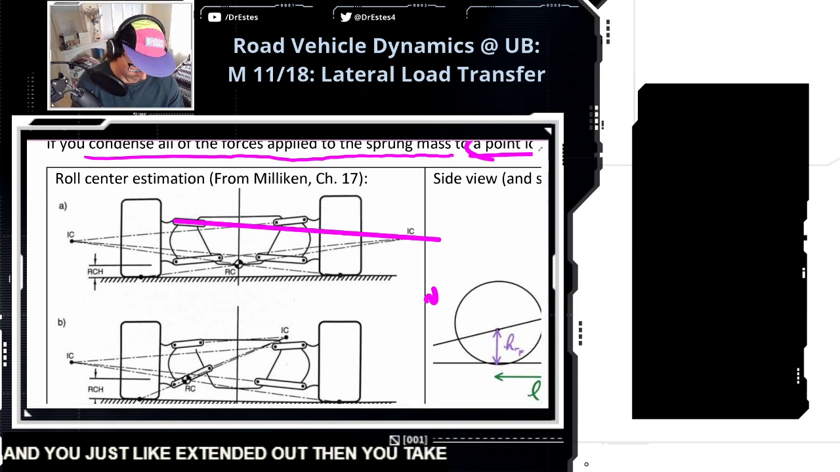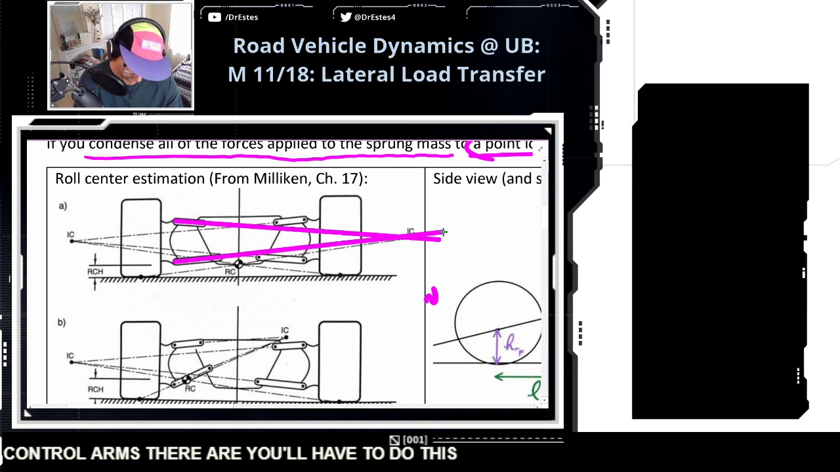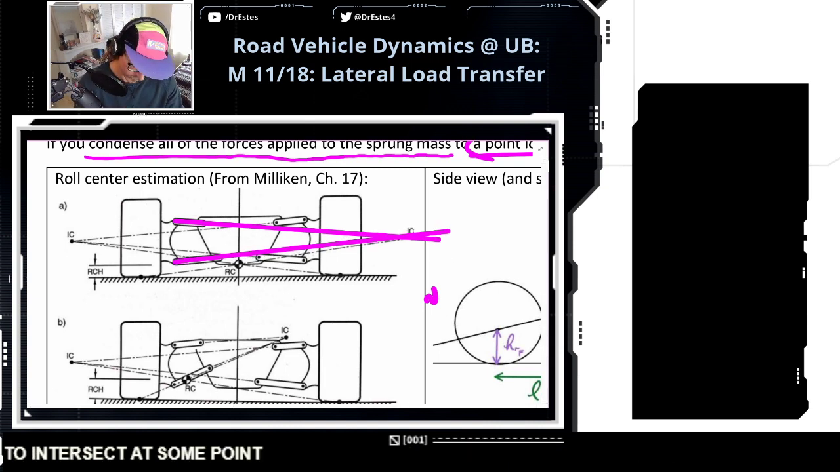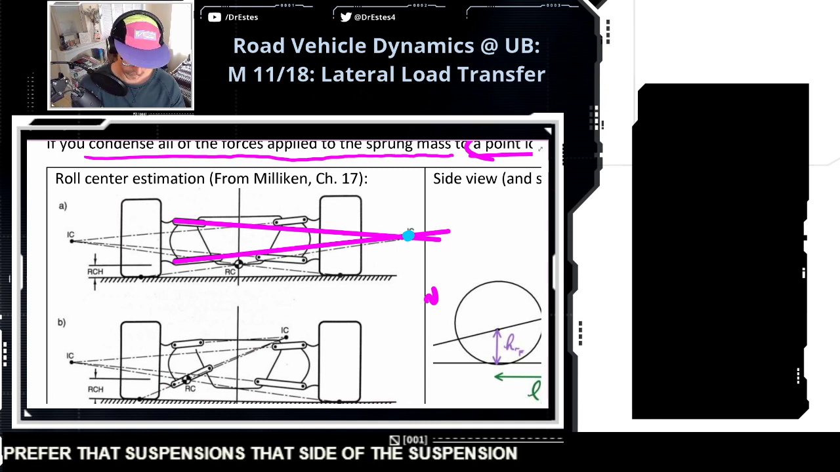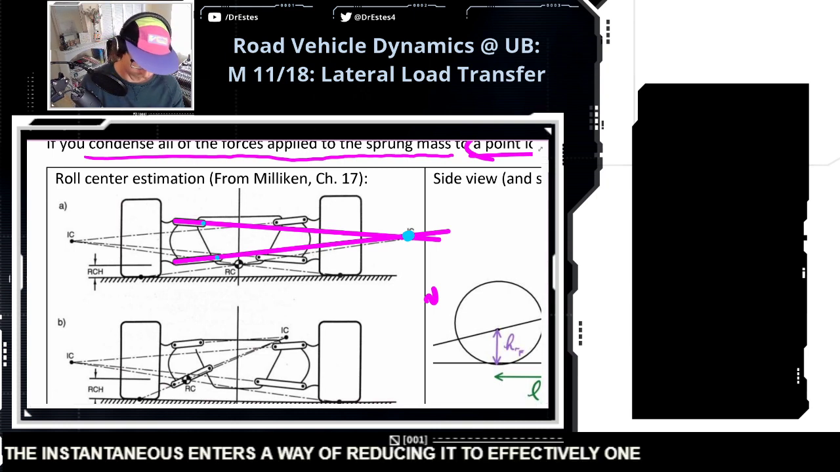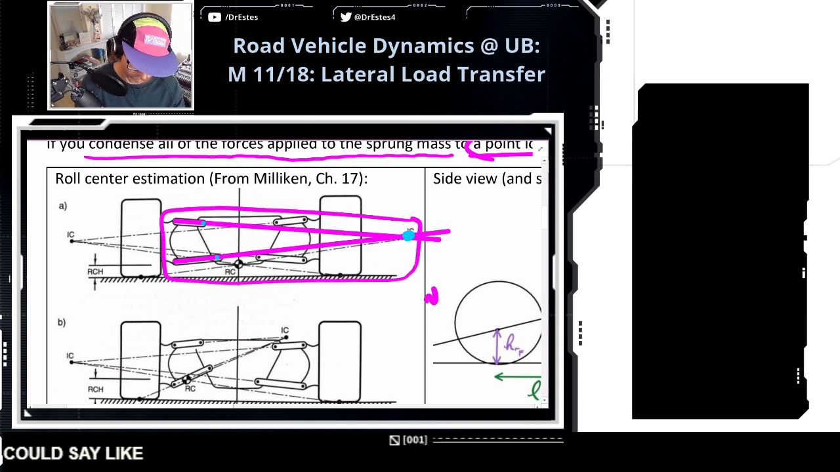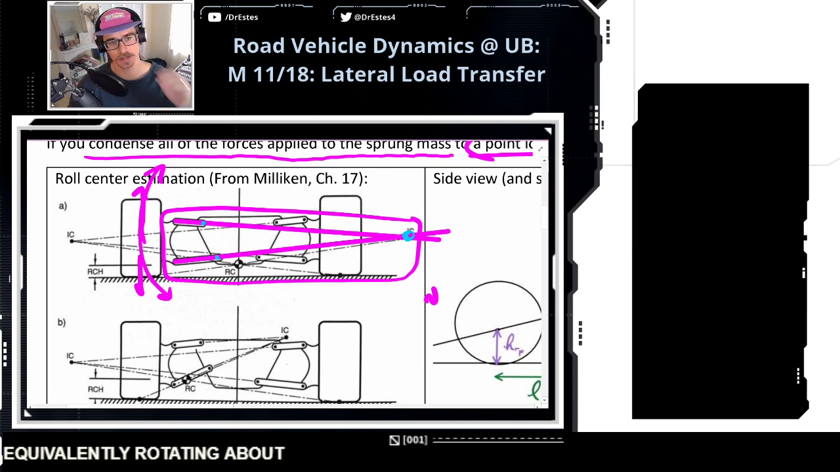Then you take the next one, and however many control arms there are, you'll have to do this. You extend it out, and they're going to intersect at some point. That's the instantaneous center for that suspension, that side of the suspension. What that means is, even though we have two linkages here that we're pivoting about, like two pin joints, the instantaneous center is a way of reducing it to effectively one pin joint. So you could say, as this tire moves up and down and rotates, it's equivalently rotating about that center over there.